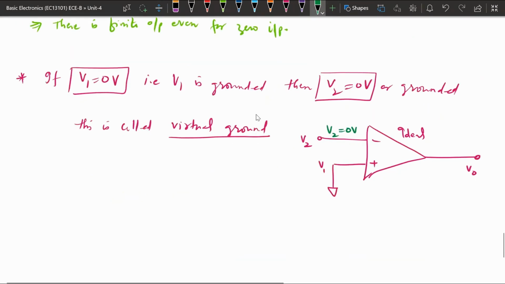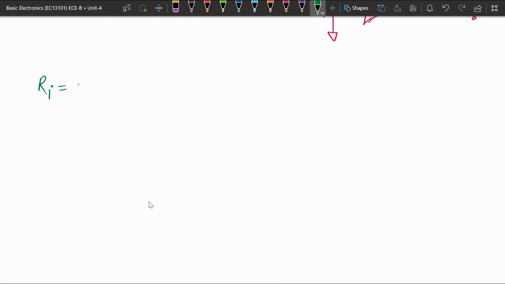Virtual short. Virtual ground means if one of the terminals is grounded, that means connected to 0 volt, the next terminal will also be connected to 0 volt. That is called virtual ground. So the virtual ground concept takes place when the op-amp is ideal. Our input is considered to be infinity. So what is the effect of this?